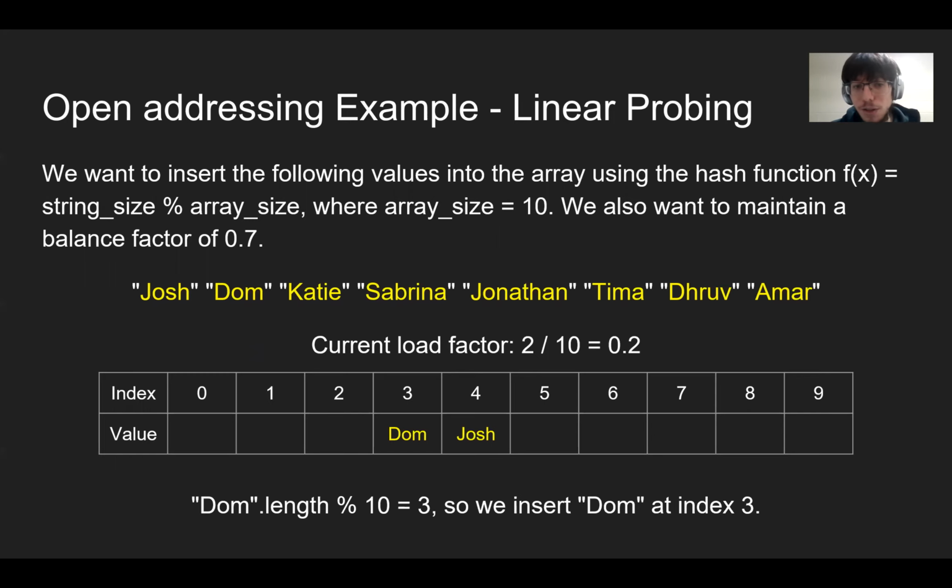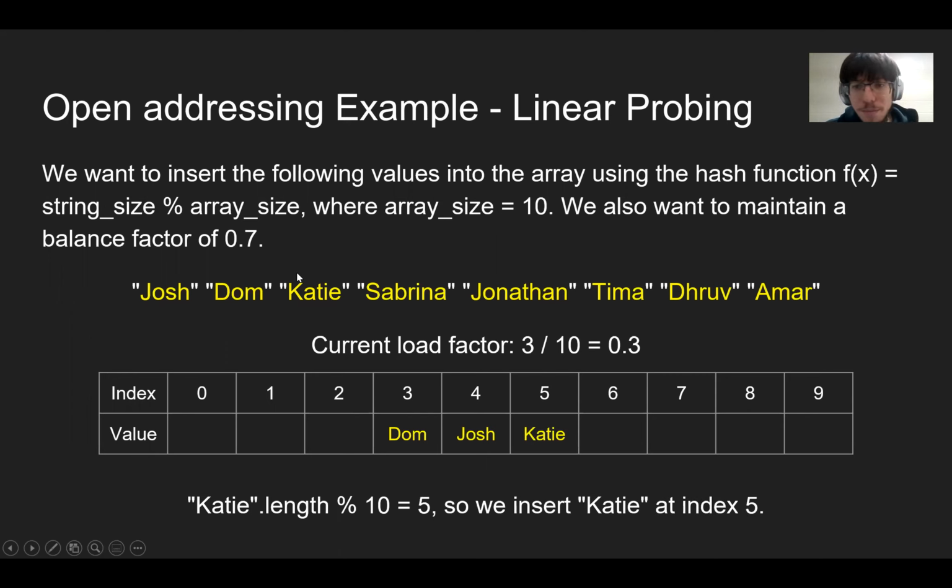Next one's Katie. Katie's length 5, right? So we'd want to put Katie in 5, and then our load factor would go up to 0.3, and we still wouldn't have a problem. We'd have no collisions, and our load factor would be less than the balance factor, which is 0.7.